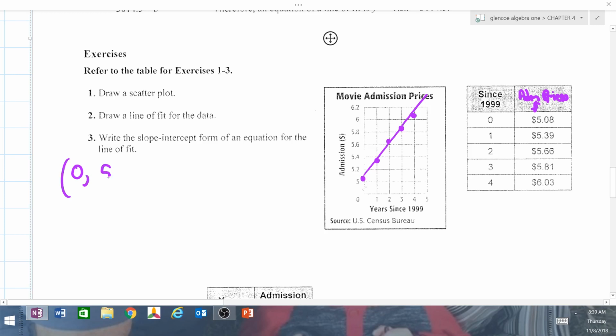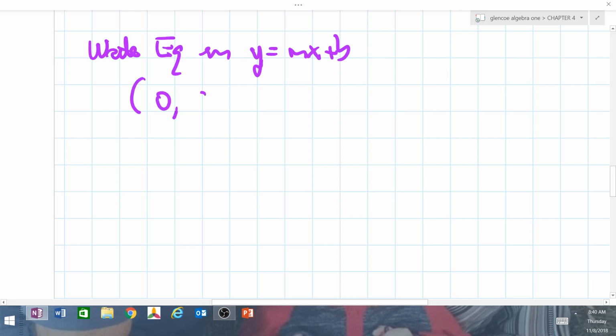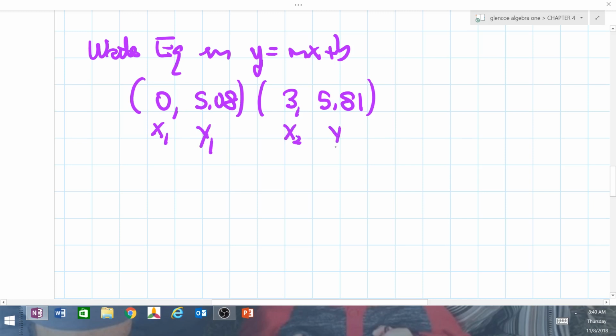Let's use (0, 5.08) and (3, 5.81). Let me do that with you. Are you ready to write the equation? Okay, so we want to write an equation in y equals mx plus b form for the points (0, 5.08) and (3, 5.81). I label my points x1, y1, x2, y2, and I find my slope.